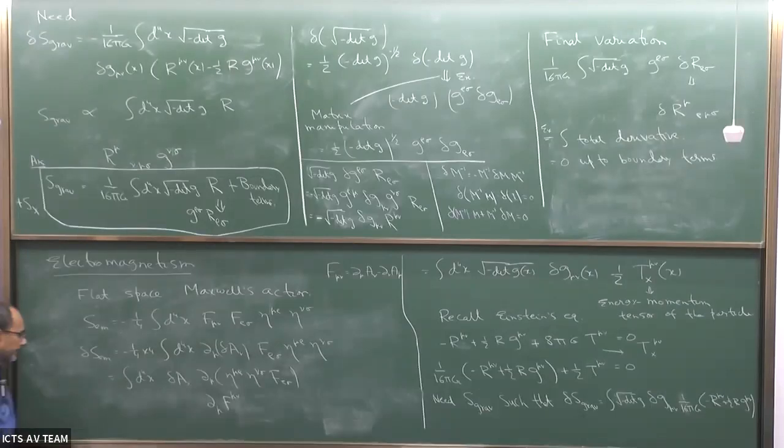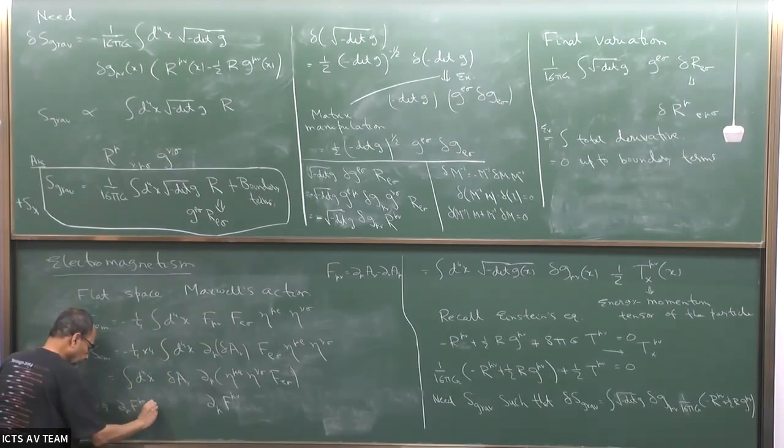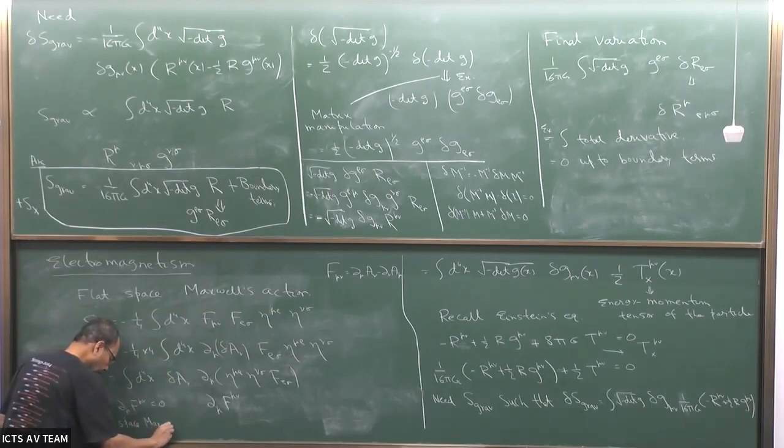So if you say delta S_EM equal to 0, it will give you the flat space Maxwell equation. The free Maxwell equation, the flat space Maxwell equation in the absence of source.